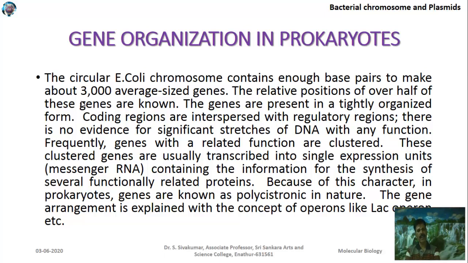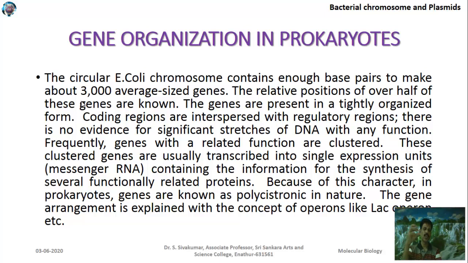So in prokaryotes, the genes are not present as a single gene. Usually the genes are present in clusters. That is what leads to the new concept of operons. So in prokaryotes, the genes are present in a cluster in an operon format. That is why it is called polycistronic in nature. If you take E. coli, there are more than 3000 genes present in E. coli. Similarly, the repetitive nature is also reduced in prokaryotes.